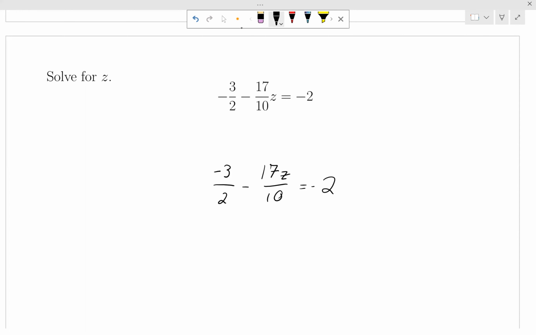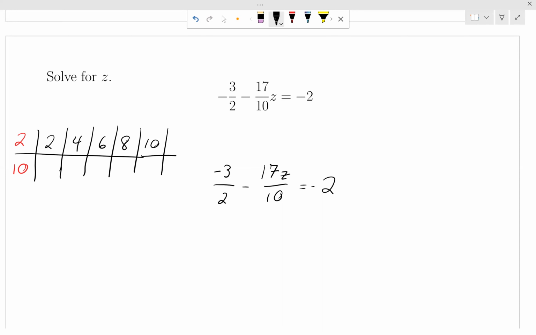All right. So the common denominator on this left-hand side, I'm looking for the least common multiple of 2 and 10. So if I start listing out the multiples of 2, 2 times 1 is 2, 2 times 2 is 4, 2 times 3 is 6, 2 times 4 is 8, 2 times 5 is 10, 2 times 6 is 12. I could keep going, but I'm going to stop there.